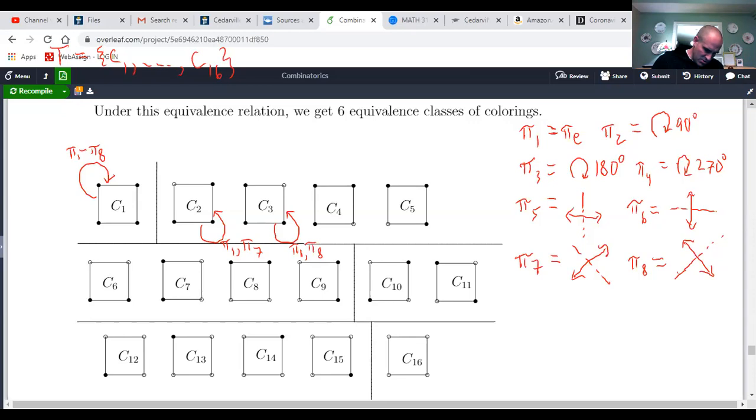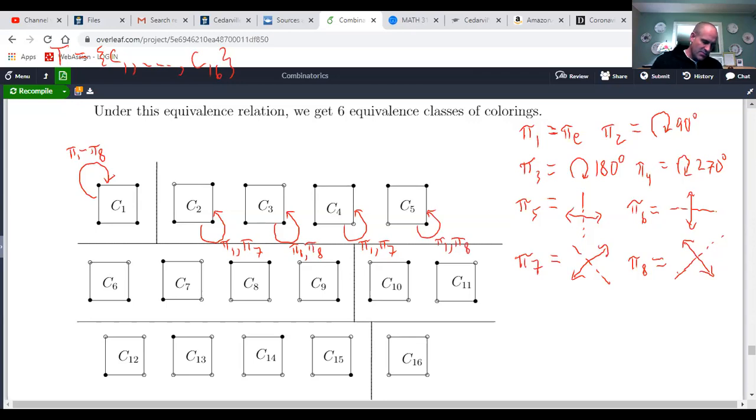What about C4? Okay, well, pi 1 obviously will fix it. Is there anything else that fixes this? Well, it seems to me that pi 7 does, and nothing else does. So pi 7 fixes it just like it fixed C2. So what about C5? Well, pi 1 obviously fixes it, but so does pi 8. Pi 8 would also fix it.